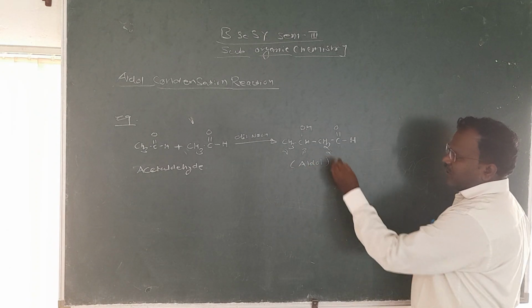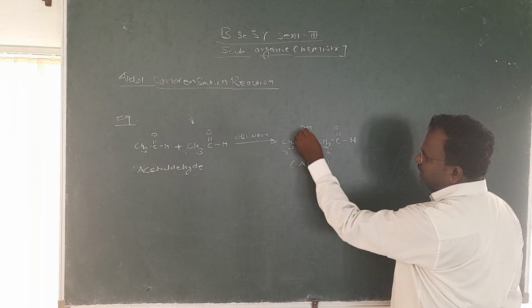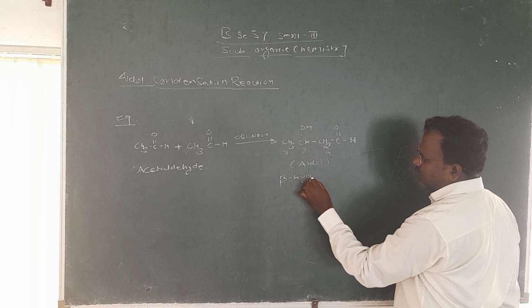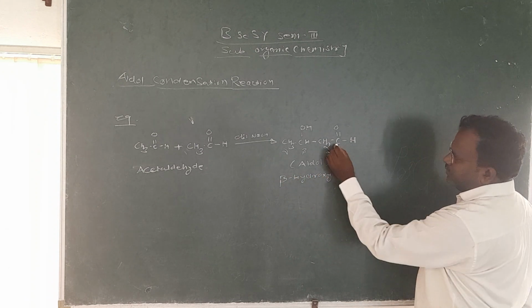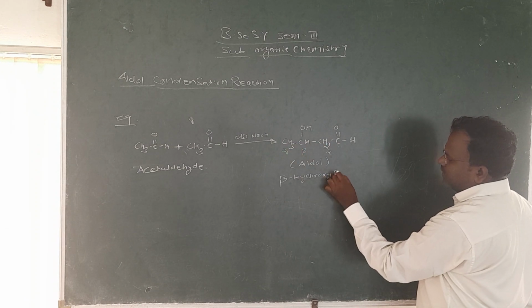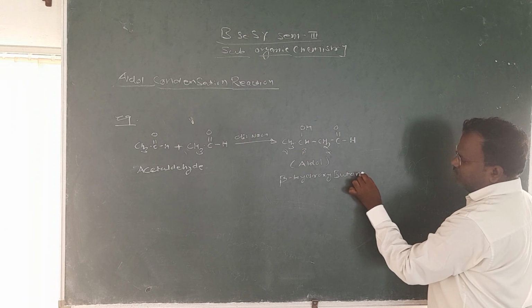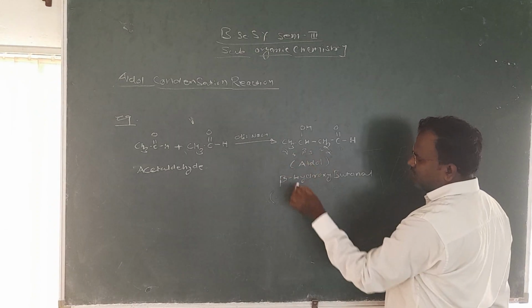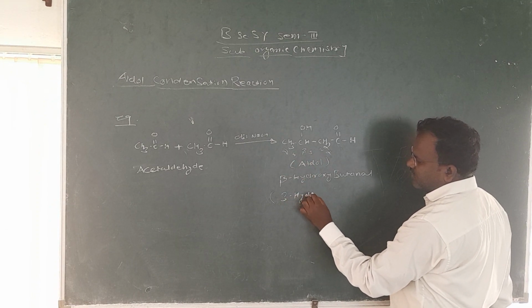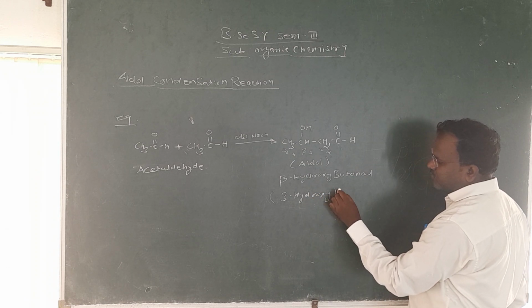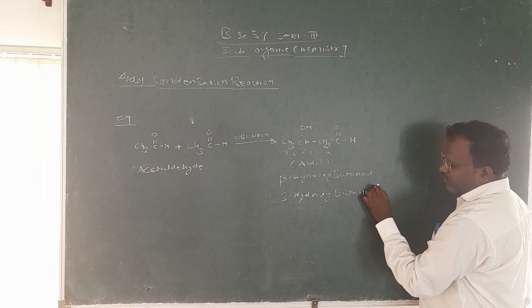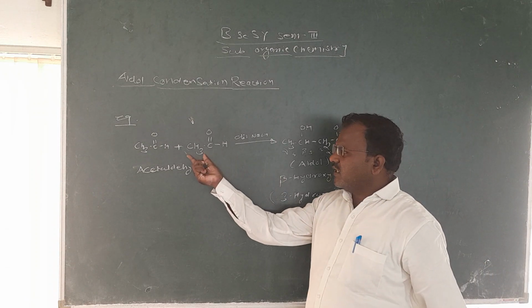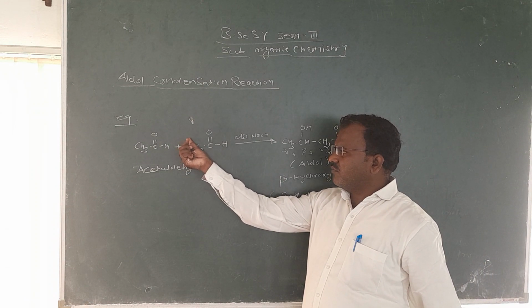The name of the compound is beta hydroxy butanol, or 3 hydroxy butanal. Carbon atoms 1, 2, 3, 4, butanal, and at position 3 a hydroxy group is present, so 3 hydroxy butanal.